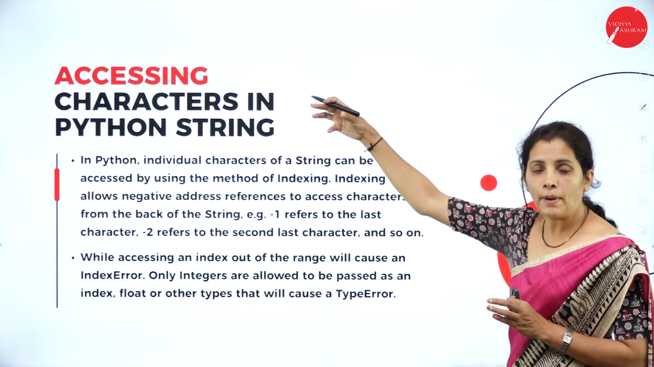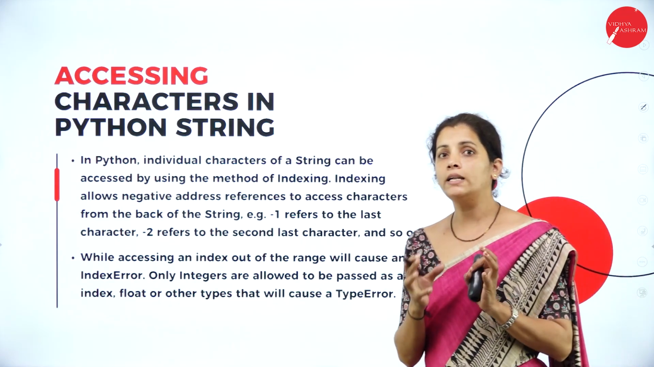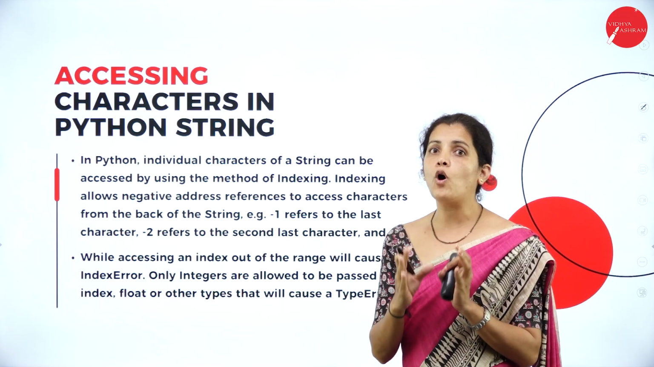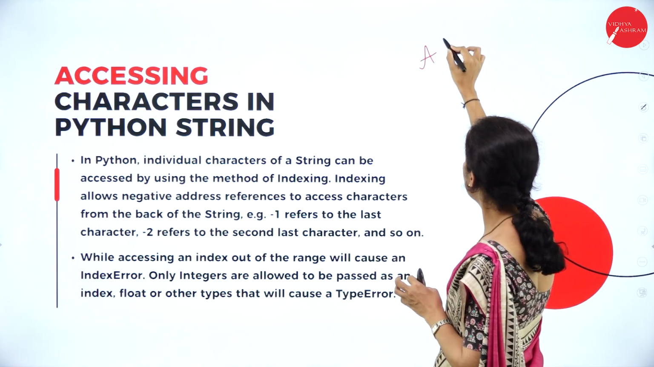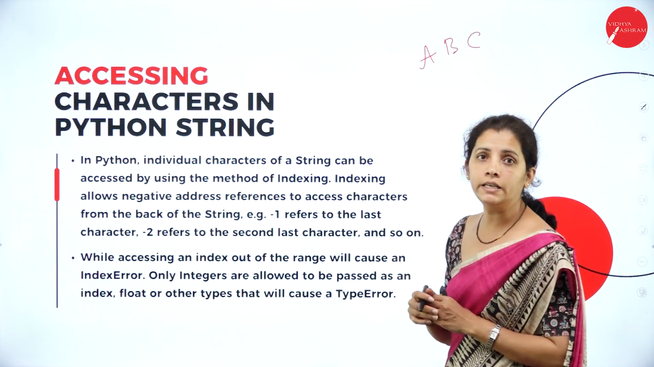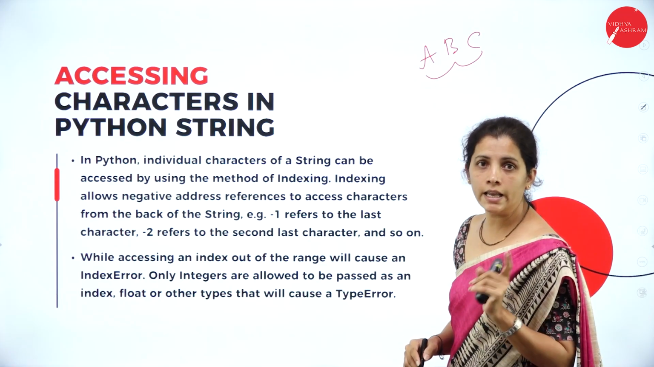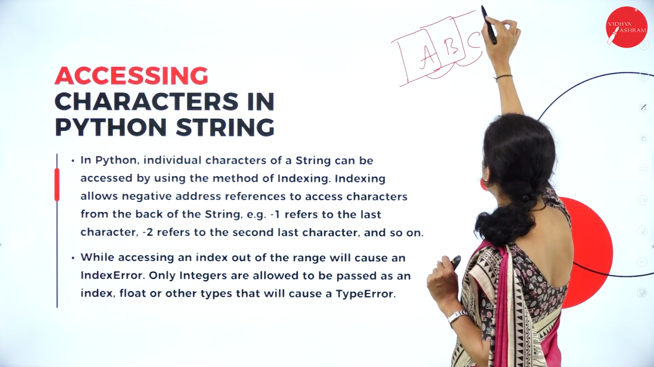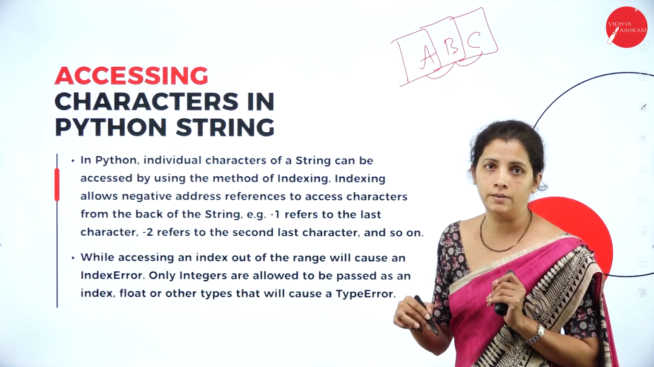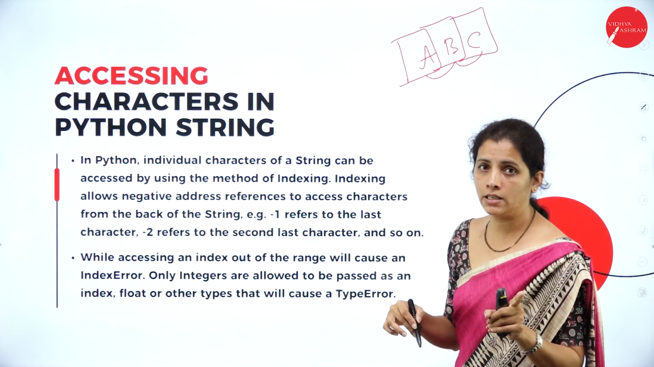Okay, fine. In Python, how can I access the string? So, what is a string? It is a group or collection of characters. For example, A, B, C. What is it? It is a string and it is a collection of characters. Agree, right? See here, A is one character, B is one character and C is one character. Now, it is a group or collection of characters.